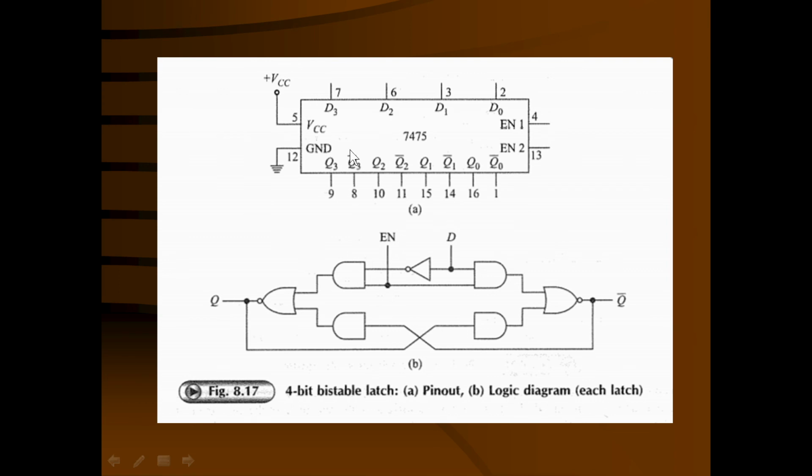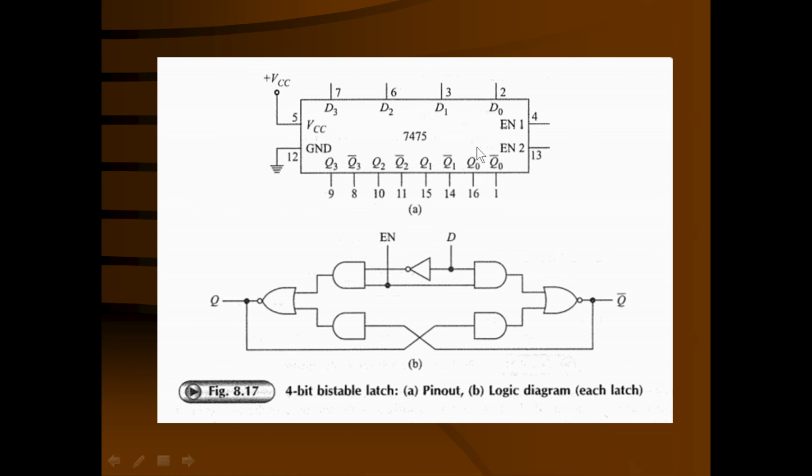This is the IC 7475, a TTL IC. That means you require a VCC voltage of 5 volts, which should be given on pin number 5. Pin number 12 is the ground. So a 5 volt regulated power supply is given to this IC. This IC contains 4 D latches, which we have seen in the previous circuitry, designated D0, which is the LSB, D1, D2 and D3. D3 is the MSB.